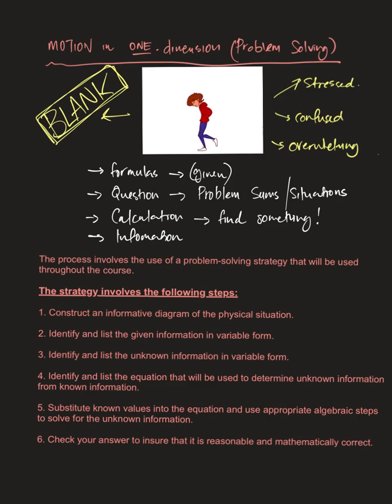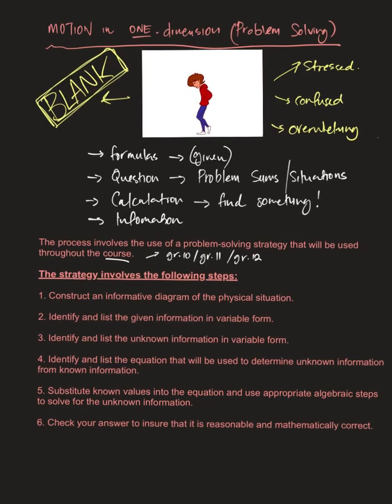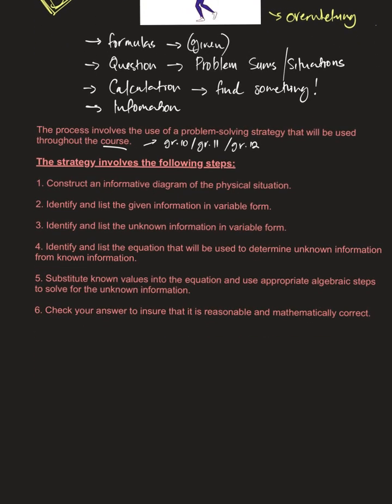So we need to look at how am I going to do this? So this process that we're going to use, we'll use it throughout the course. And when I say course, I mean it has to be used in grade 10, it must be used in grade 11, and we're going to be using it in grade 12. So we've discussed this a little bit. I want to go into a little bit more detail. All right, so let's look at the following steps. It says construct an informative diagram of the physical situation.